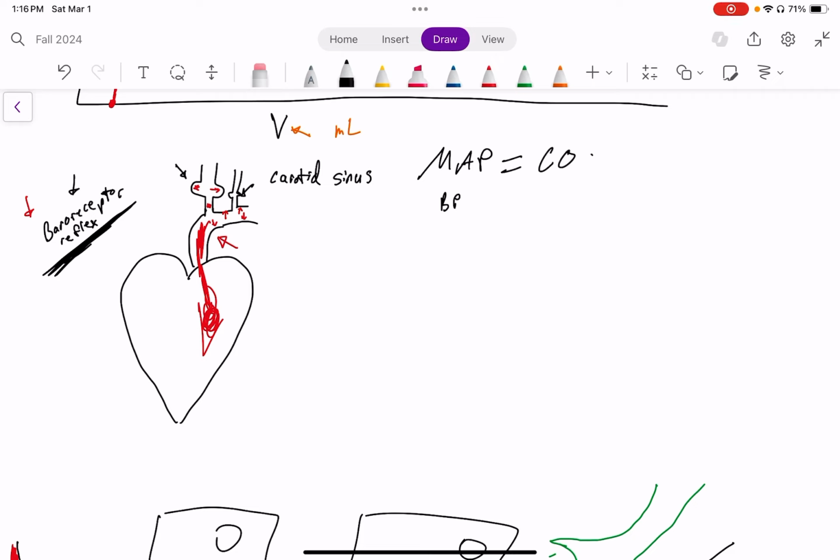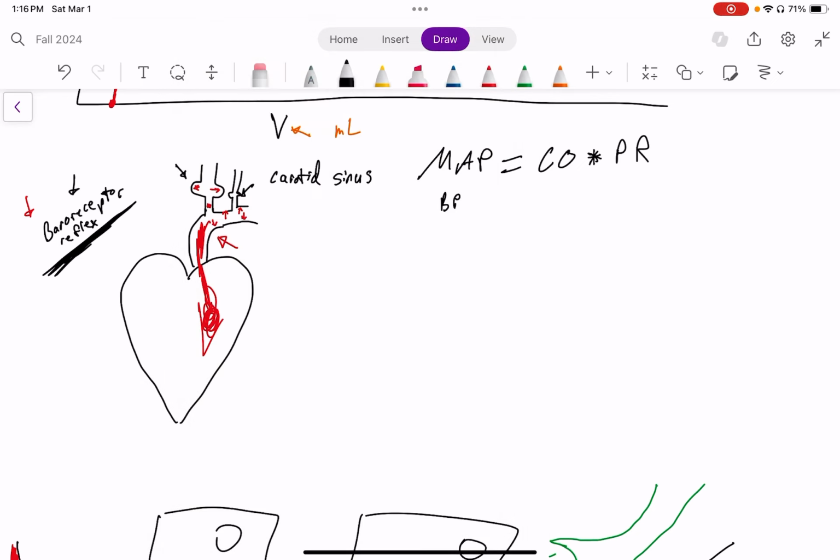Blood pressure is cardiac output times peripheral resistance. The way that I like to remember this is you have a MAP and it leads you to copper, right? So MAP copper, blood pressure.